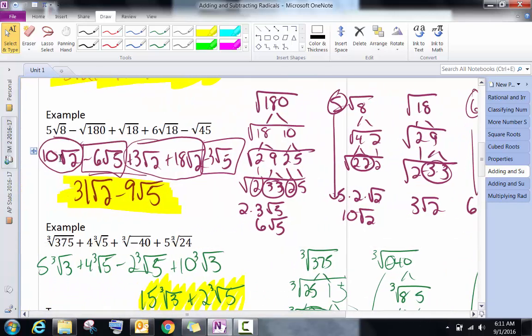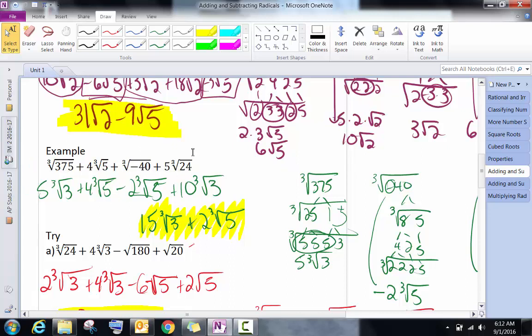So, we have 10 root 2 minus 6 root 5 plus 3 root 2 plus 18 root 2 minus 3 root 5. Our root 2's we add together: 10, 3, and 18 gives us 31 root 2. And our root 5's together, negative 6 and negative 3, so negative 9 root 5. It's just like adding like terms.